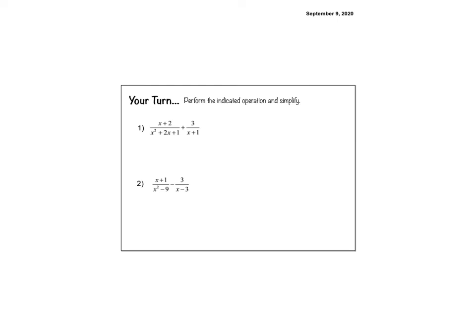So we need to get a common denominator. In order to do that, we're going to factor the denominator down here. That's a quadratic. x times x is x squared. What times what gives you 1 and adds to give you 2? That'd be a 1 and a 1.